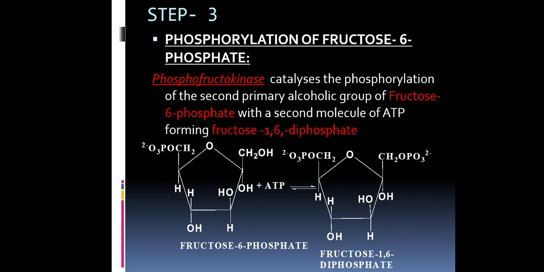Now in the CH2OH of fructose 6-phosphate, the primary alcoholic group, you can see in the product, in place of CH2OH what you have is CH2OPO3 2 minus.